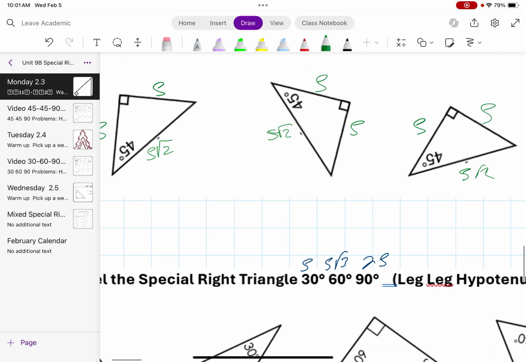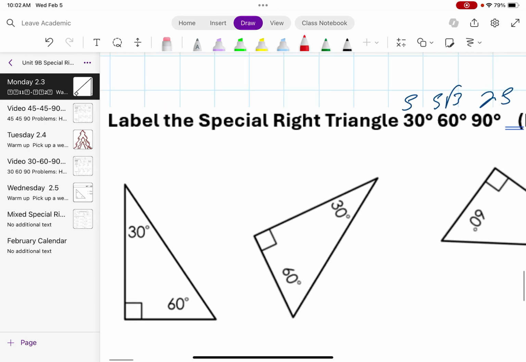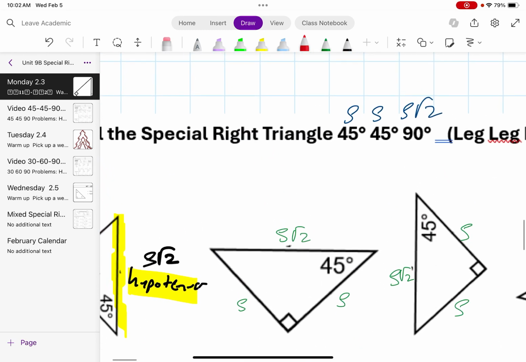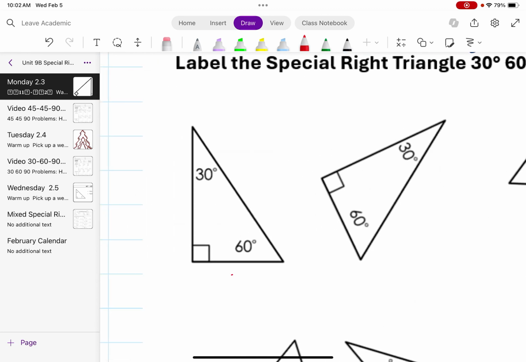Alrighty. So 30, 60, 90. These have a little bit more of a square root with it in terms of the 3. This one has a 3 in it. This one has a 2 in it. So don't get that confused. When we're doing these, the short leg is going to be the S. The next leg is going to be S square root of 3, and this is going to be 2 times S. So you have S square root of 3, this is your S, and this is 2 times S. Just make sure you identify what the hypotenuse is, and then you should be good to go.